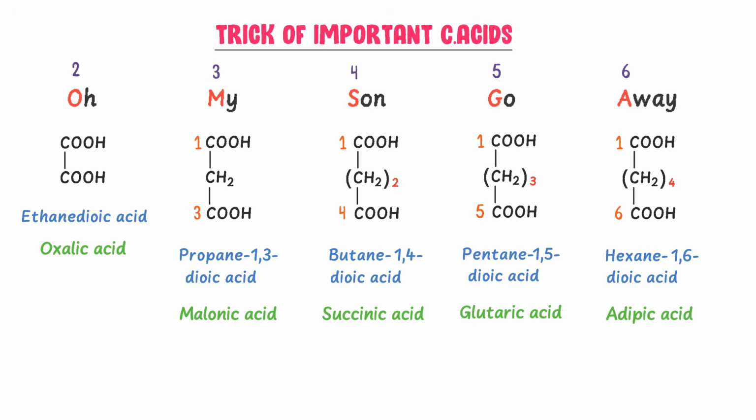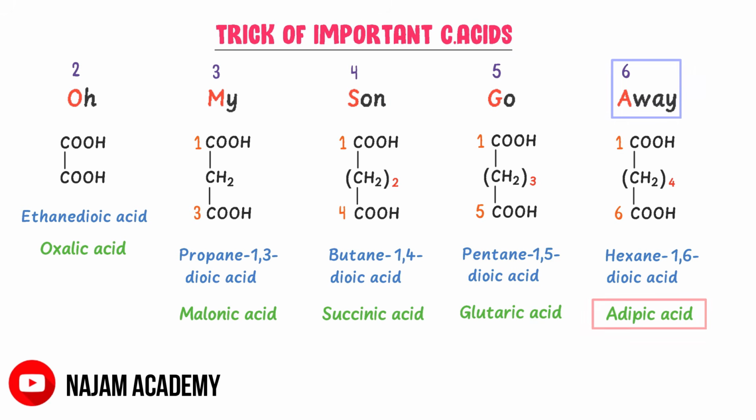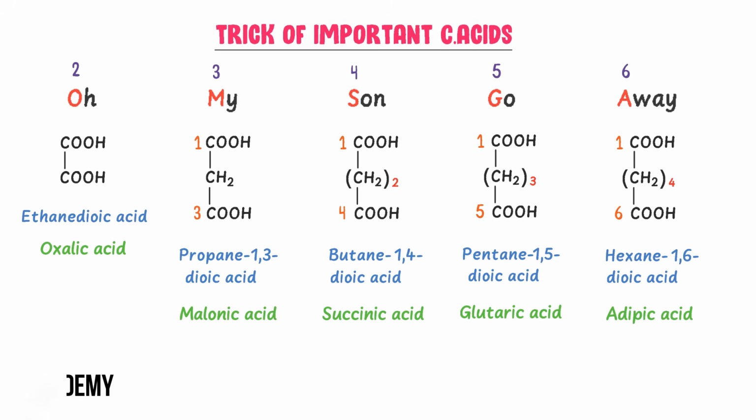Thus remember that if there are 2 carbons, it is oxalic acid. If there are 3 carbons, it is malonic acid. If there are 4 carbons, it is succinic acid. If there are 5 carbons, it is glutaric acid. And if there are 6 carbons, it is adipic acid. I hope that you have learned about carboxylic acids in organic chemistry.